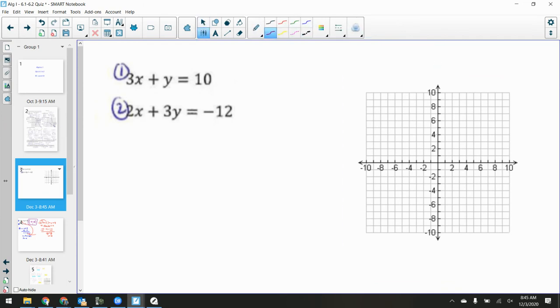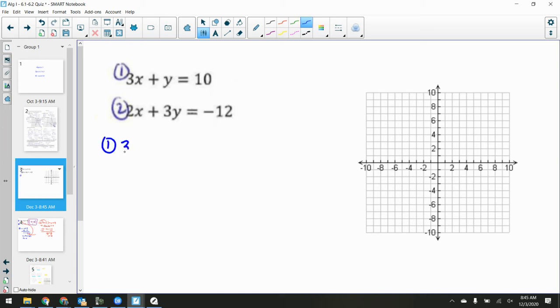Okay, so neither of these equations are set up to graph right away. Why do I say that? Neither of these equations are set up to graph yet. They're not in y form. Right, the y isn't alone, right? I've got to get the y alone for each of these.